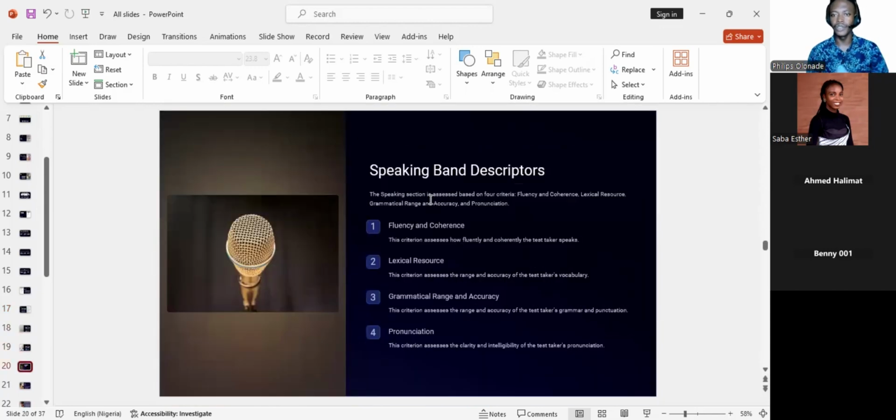Now, the speaking section, the band descriptors for the speaking section. There are four band descriptors for the speaking section. We have fluency and coherence. We have lexical resource. We have grammatical range and accuracy. And we have pronunciation. Fluency and coherence means when you're speaking, people can understand you, and you are making sense.